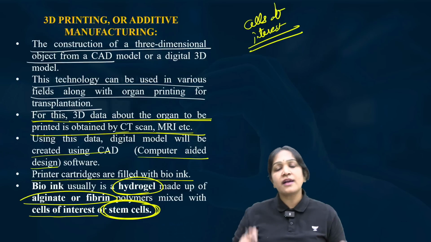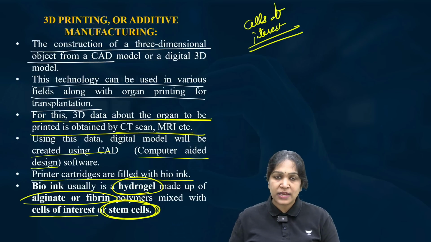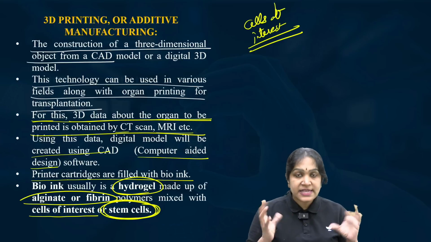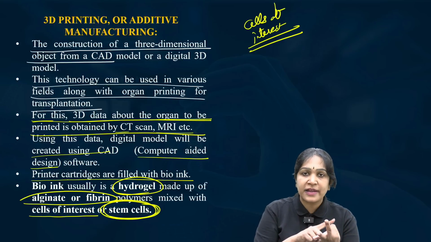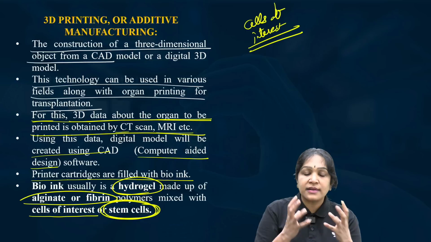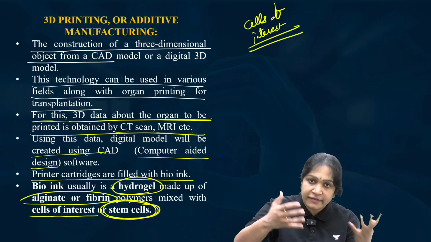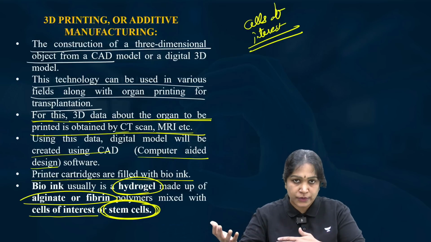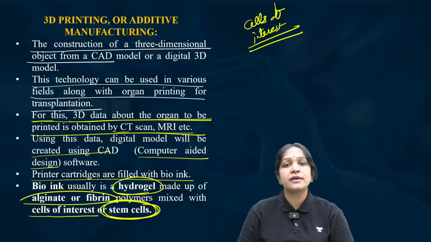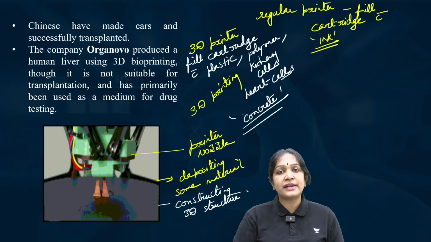Okay, so fill the cartridge with the bio ink. Bio ink will have alginate and fibrin. What is this? This is a polymer. What are alginate and fibrin? Nothing to explain. They are the names of polymers. We are using this polymer like a solvent, and we are using the cells of interest like a solute. That mixture is like bio ink. Fill this bio ink in the cartridge. Give the print command. Heart will be printed like this.